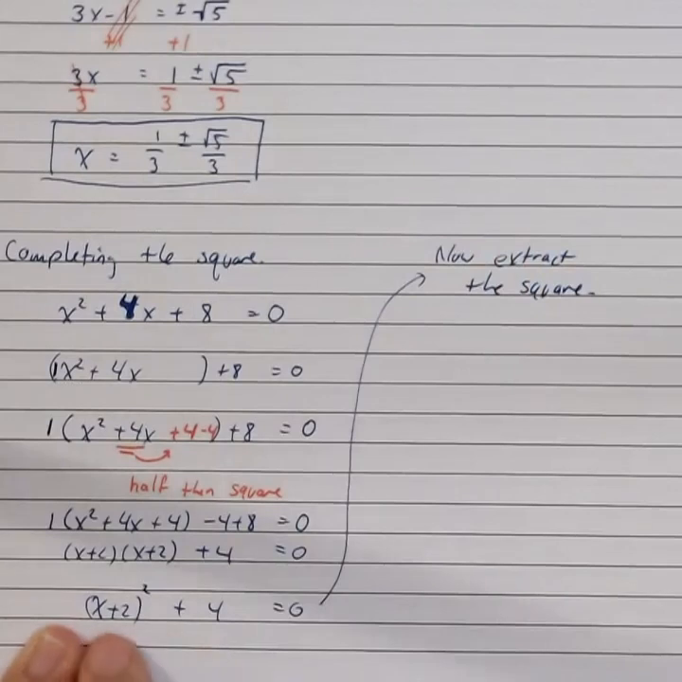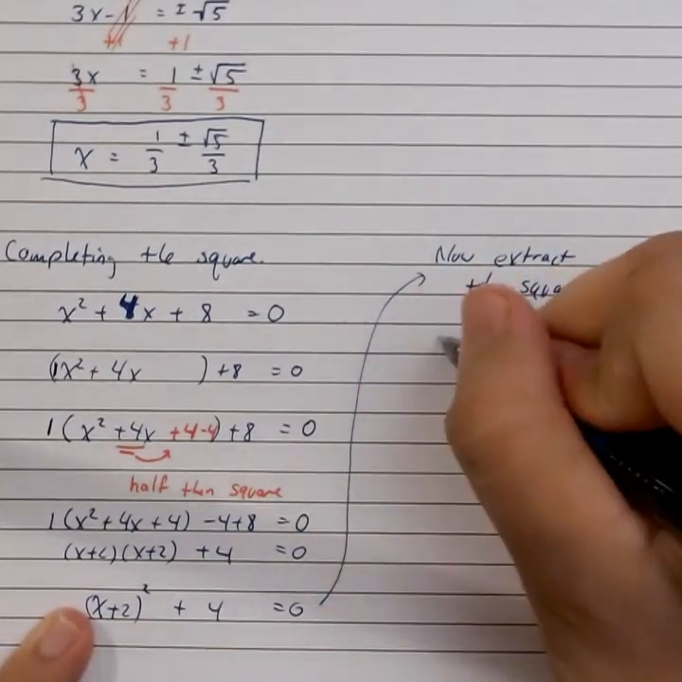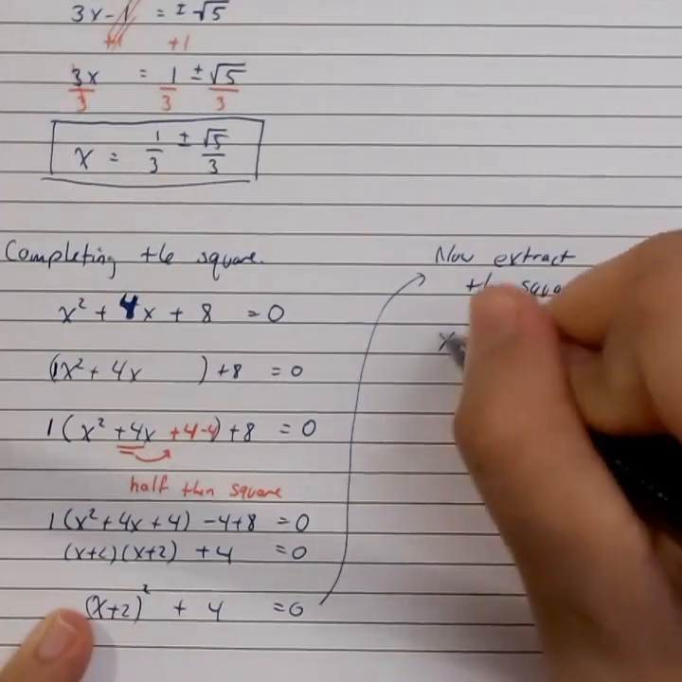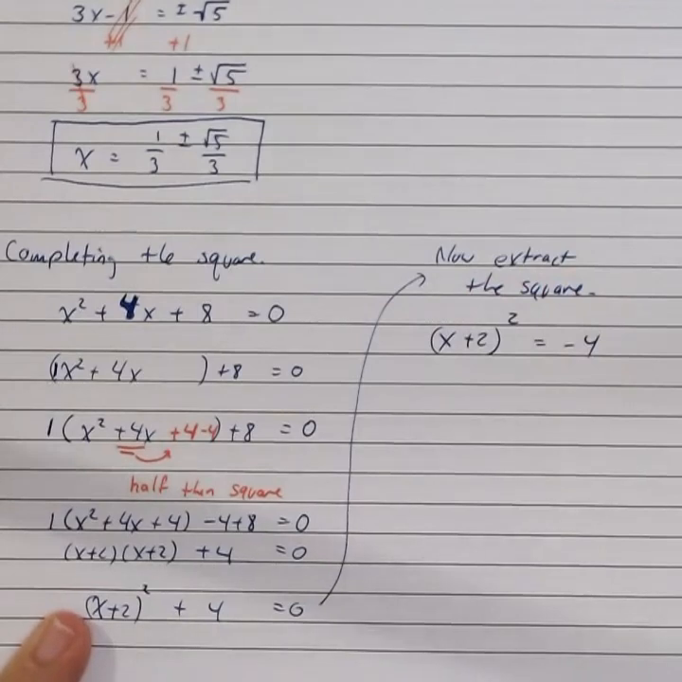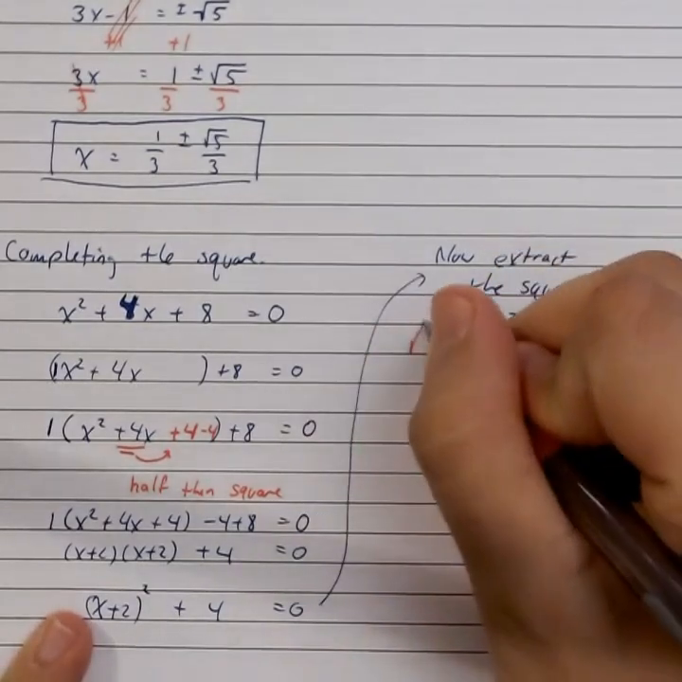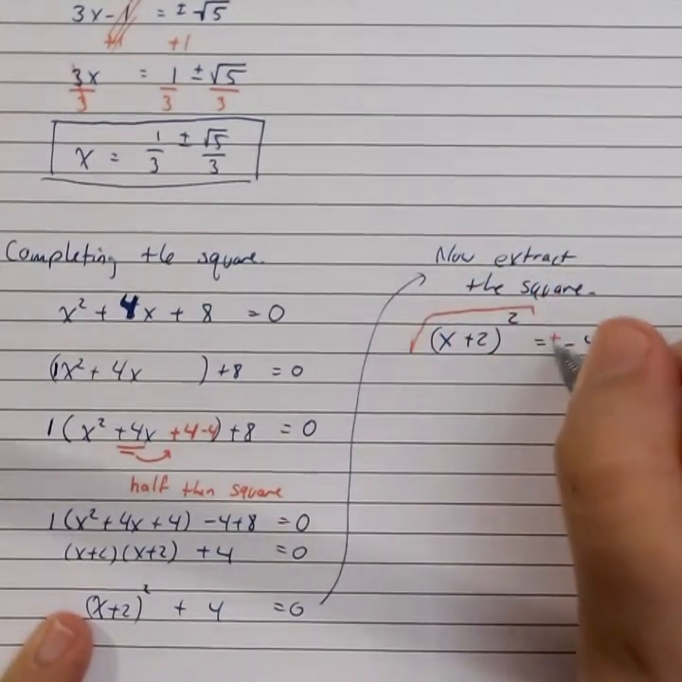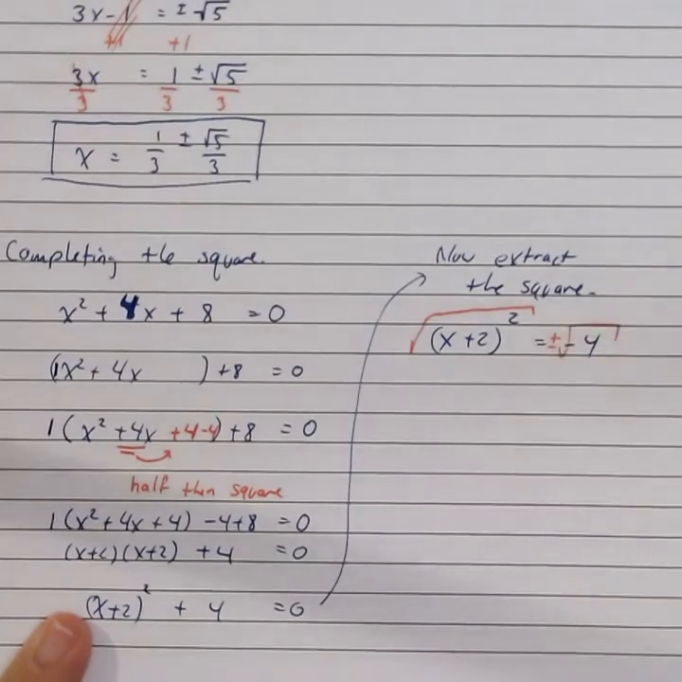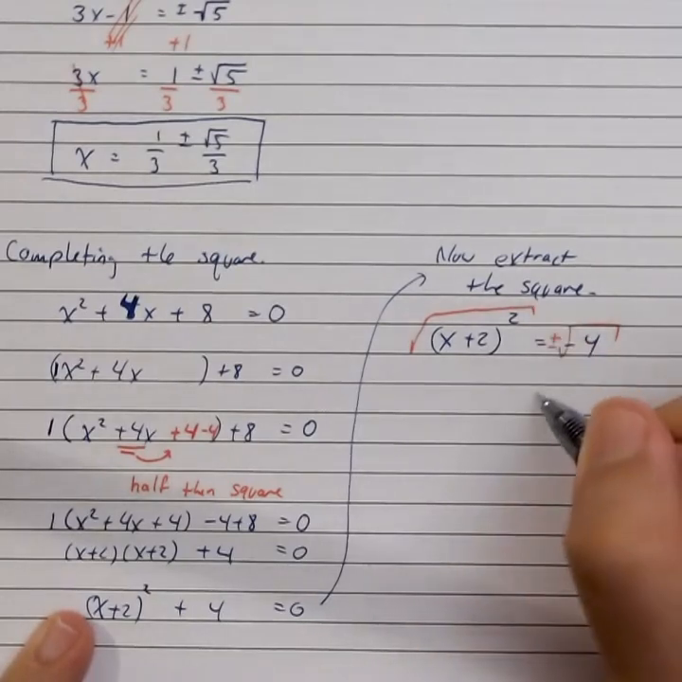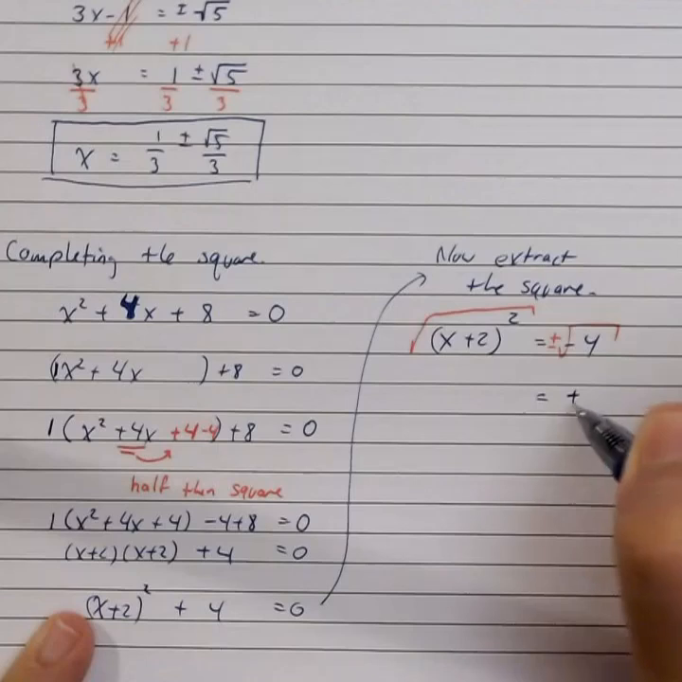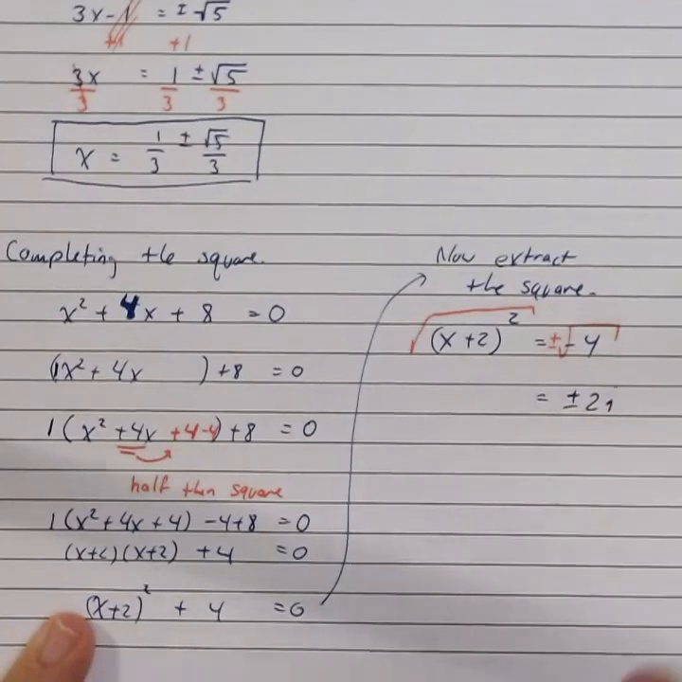Let me leave that square where it is, but let me go ahead and subtract the 4 over to the other side. So that'll be x plus 2 quantity squared equals negative 4. Now let me take a square root on both sides. Remember, plus or minus. Here I'm taking the square root of a 4, which is 2. Oh wait, no, I'm taking the square root of a negative 4. Okay, well that'll be imaginary. That'll be 2i. So plus or minus 2i.